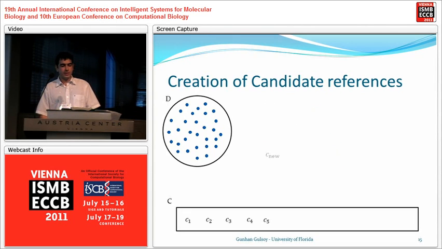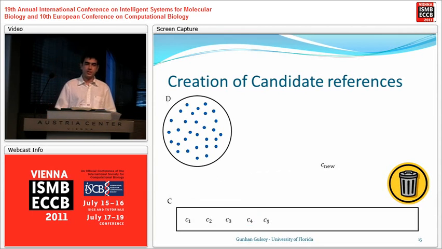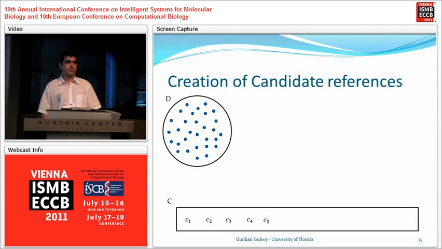So what happens if this seed is similar to any of these networks? To avoid redundancy, we just discard such networks and start creating a new one. So this is how we create our candidate references, and let me explain how we pick a small subset of it.